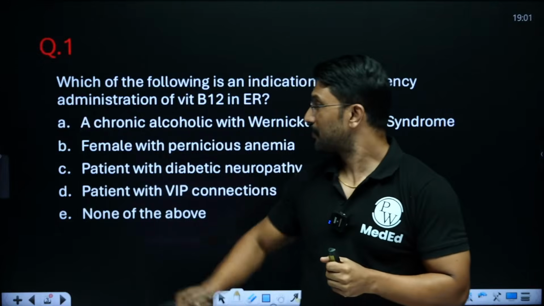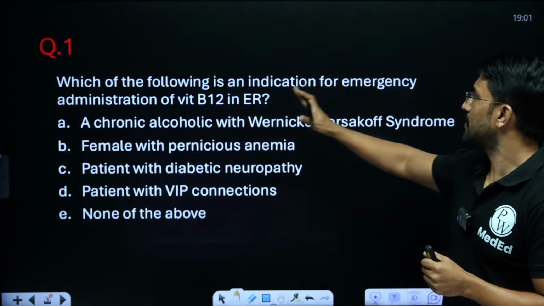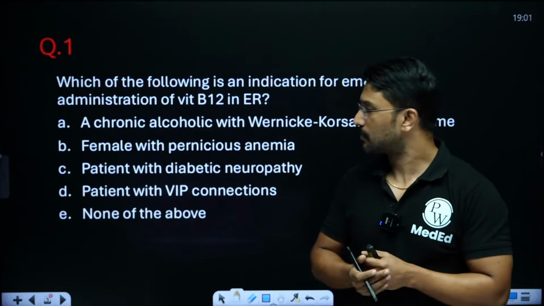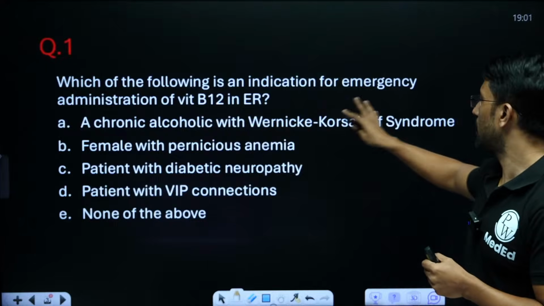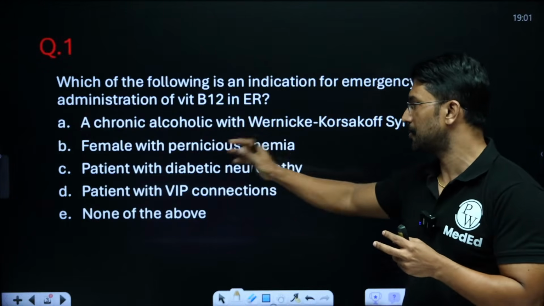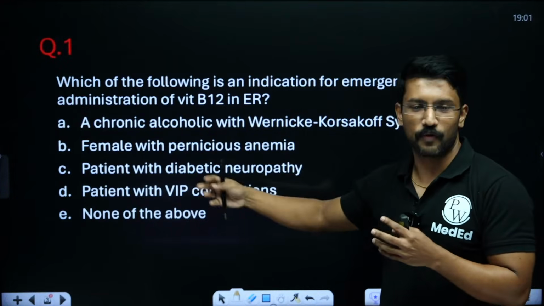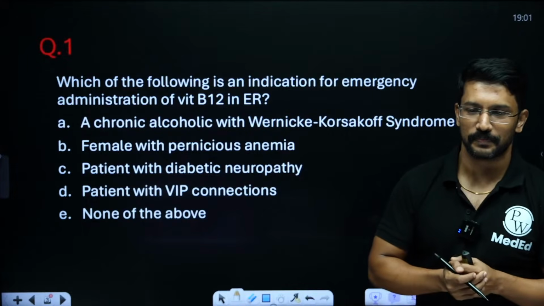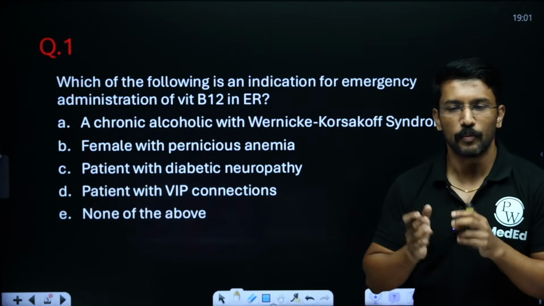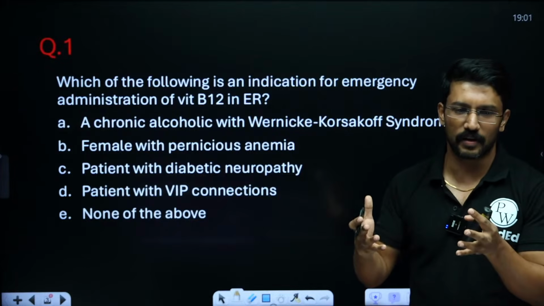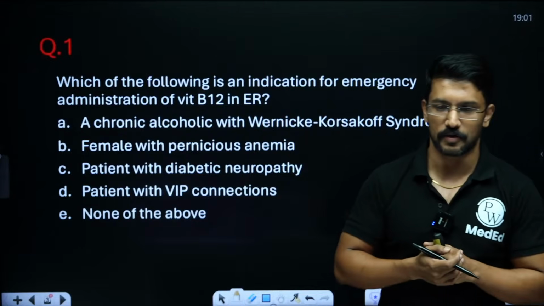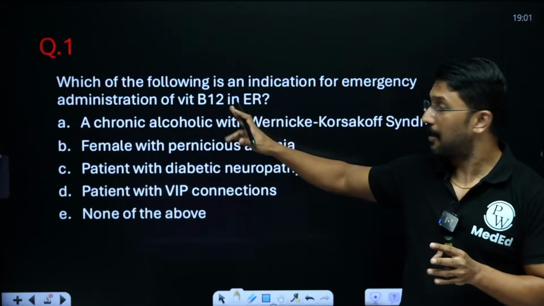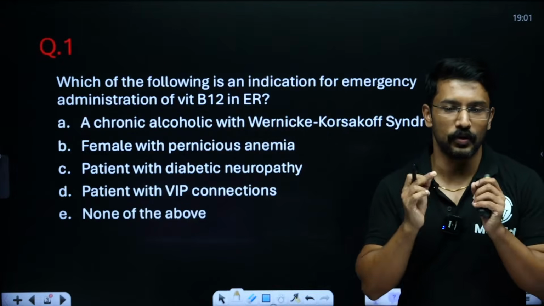Sankalp Maji, I will address that. So let us try to answer this. Which of the following is an indication for emergency administration of vitamin B12 in the emergency room? A chronic alcoholic with Wernicke-Korsakoff syndrome, female with pernicious anemia, patient with diabetic neuropathy, patient with VIP connections, and none of the above. So what do you think should be the answer here? Sankalp, we have not yet gone to the brain death. So as we take up that video, we will be able to understand the criteria as well. Okay, I'm waiting for your answer.